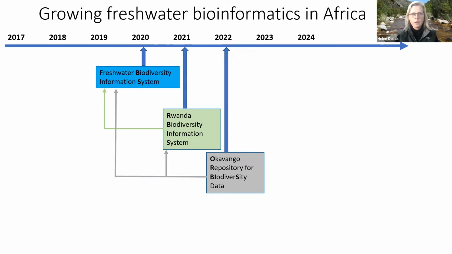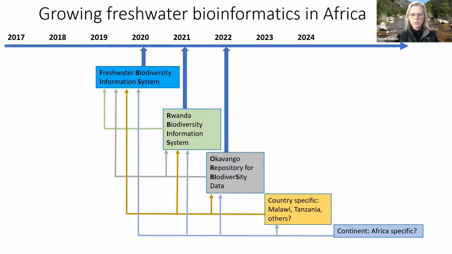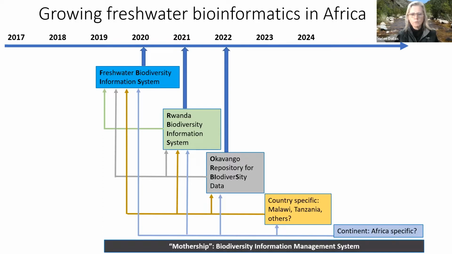And we're hoping, by way of developing a generic system that allows for expansion into other parts of the country, indeed the world, that we may see versions of FBIS expanded across the continent, and as I say, potentially up to Europe. And what this means is it improves the sustainability for the system, and we've got what we call the mothership, or the Biodiversity Information Management System, which is the back engine. That's the engine of the whole system that runs all of these information systems that are currently in existence.